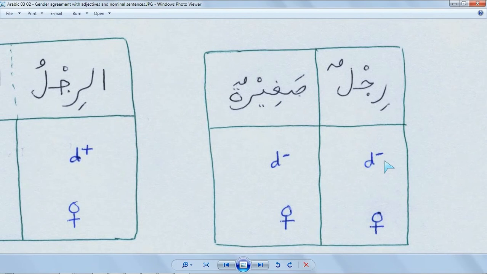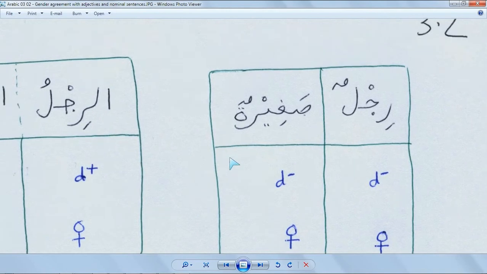If we break down and analyze the words in the columns below, we see that rijl is indefinite, and it has a symbol for a feminine word. Its gender is female. So likewise, the adjective that describes it has to be indefinite and female. Here what they're really concentrating on is the fact that both are female. So rijlun saghira. You could have yadun saghira, the small hand, or kaffun saghira. All of these are female because they're paired body parts.